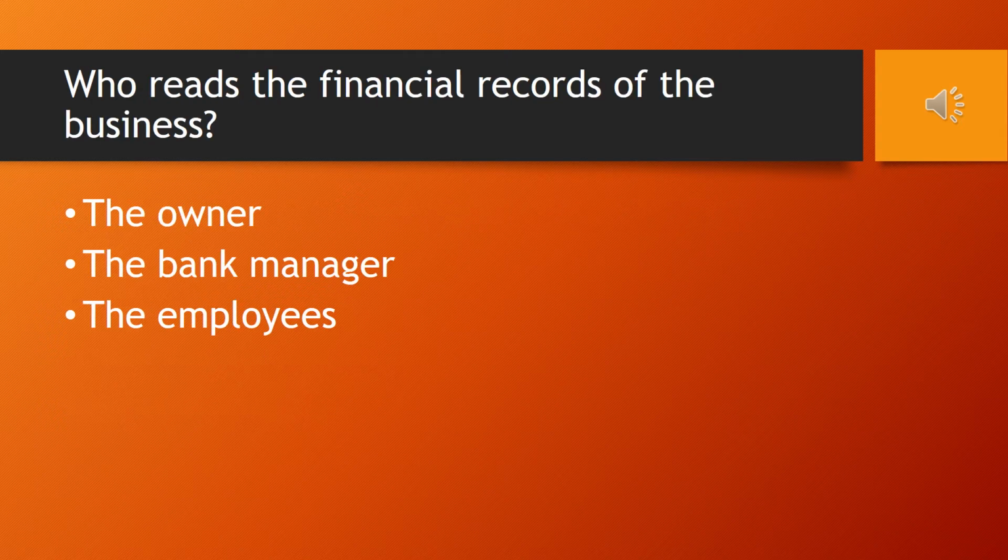Who reads the financial records of the business? The owner, the bank manager, and the employees. The owner needs to know whether the business is financially worthwhile. That is why they will look at their financial records. And a bank manager, each business needs to have a bank account, so managers will look at that. Perhaps you want to go and ask for a loan for your business. They have to look at your financial position, and the financial record will help the bank to see your position.